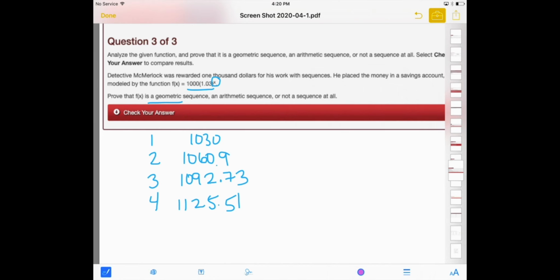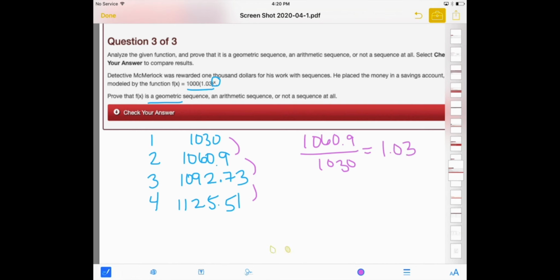Now, after I do all this work, I still need to figure out whether this is geometric. I need to prove it. So what I'm going to do is I'm going to take the second term divided by the first term. I'm going to do the little trick. So 1060.9 divided by 1030. Then I'm going to do the third term divided by the second, the fourth term divided by the third. I have to make sure that they all match. And just to save some time, they all do match, and it looks like my common ratio is just 1.03.